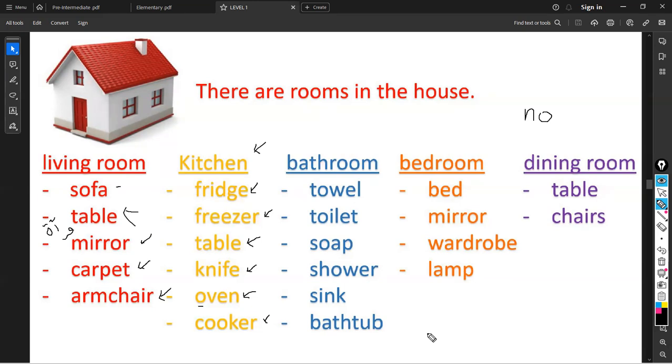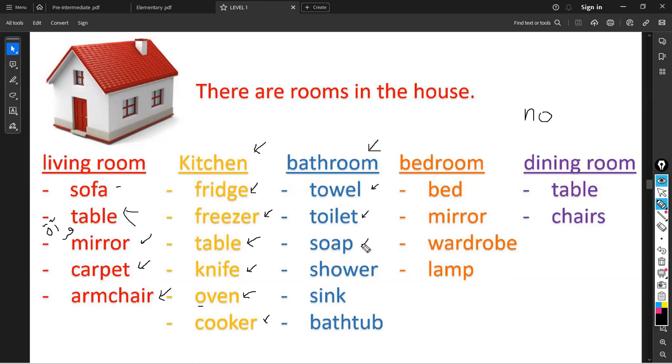Nahil, can you hear me? Yes, I can. Please, Nahil, we have to talk about your bathroom. How many towels do you have in your bathroom? There is one towel. Amazing. How many toilets do you have in your bathroom? There is one toilet.